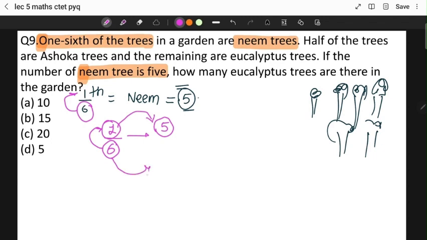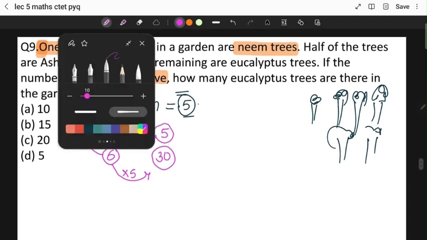Similarly, how many total trees will I get over here? 6 into 5, that is 30. That is, 1 into 5 is equal to 5, and 6 into 5 will give me 30. Got it? How have I derived this particular data over here? Once again, I'll explain to you. I'll just use a different kind of pen over here.